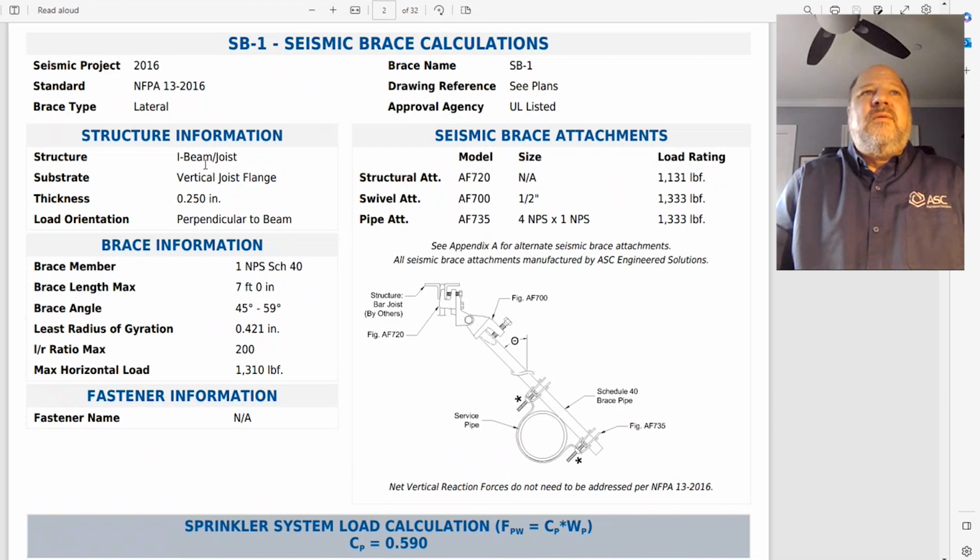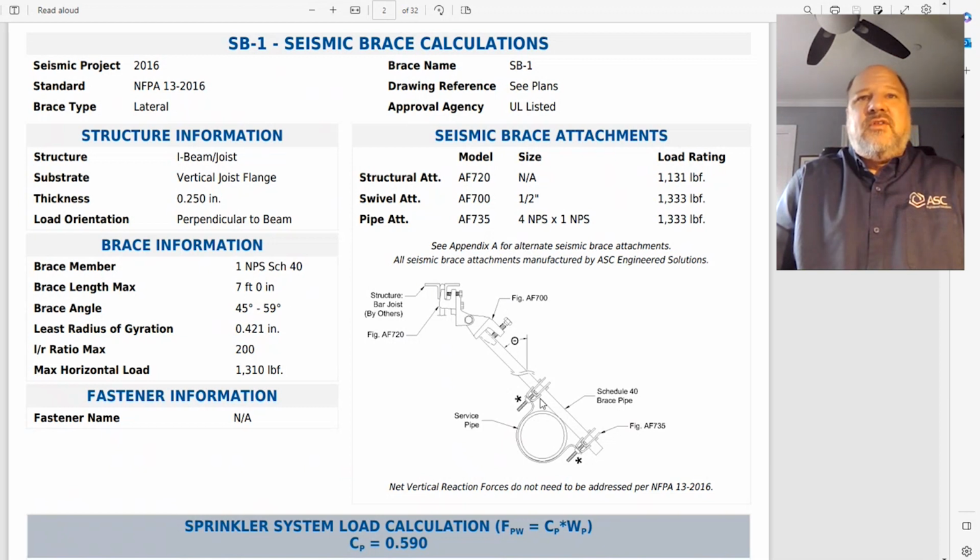I also said it was going to be attaching to the building structure was I-beam. I was going to use a vertical flange on the steel connection. I'm using an AF720. My thickness of steel, and the load perpendicular beam. These were the questions I answered, and it kind of drove this and also drove the picture we got.